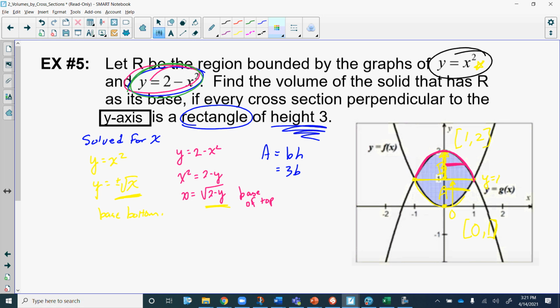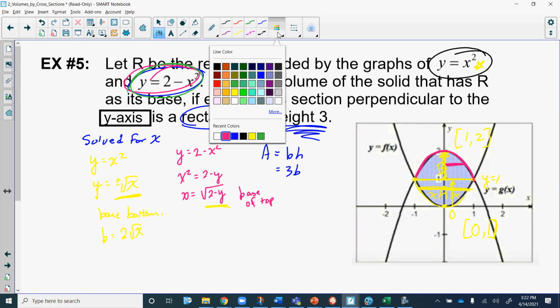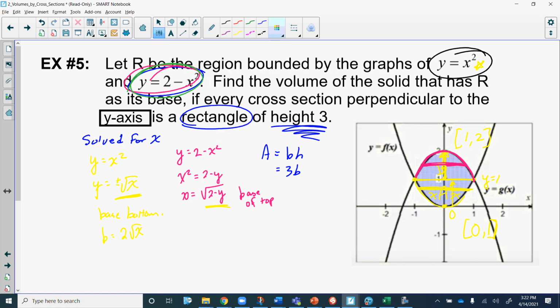So let's see what we have here. In this case, the base of the figure is actually going to extend all the way across. So this is x and this is x. We actually have 2 of those that we're going to be looking at here. So the base in this case will actually be 2 radical x. Here, as we go to the top, again, the base is going to extend all the way across.